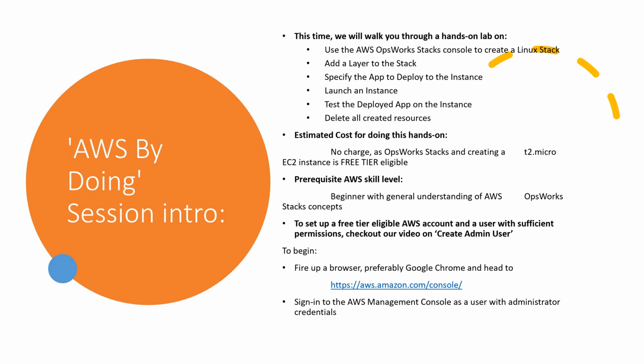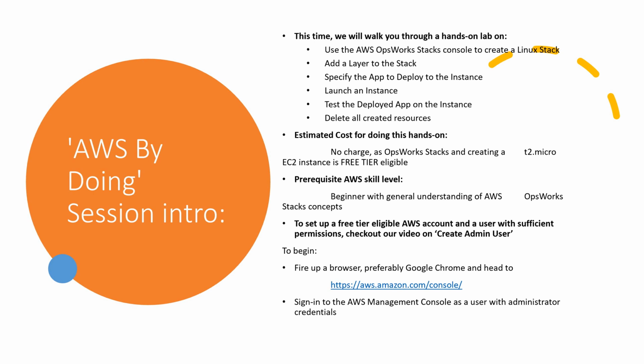This time, we will walk you through a hands-on lab on using the AWS OpsWorks Stacks console to create a Linux stack, add a layer to the stack, specify the app to deploy to the instance, launch an instance, test the deployed app on the instance, and delete all created resources. The estimated cost for doing this hands-on is no charge, as OpsWorks Stacks and creating a T2.micro EC2 instance is free tier eligible. The prerequisite AWS skill level required is beginner with general understanding of AWS OpsWorks Stacks concepts.